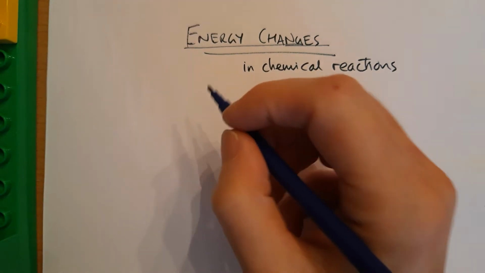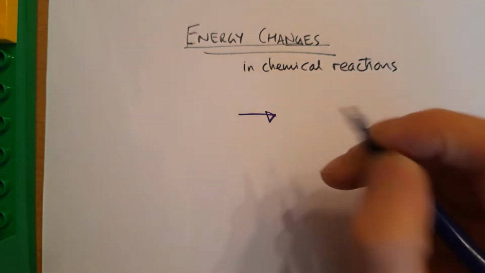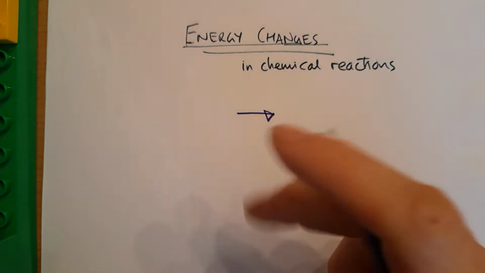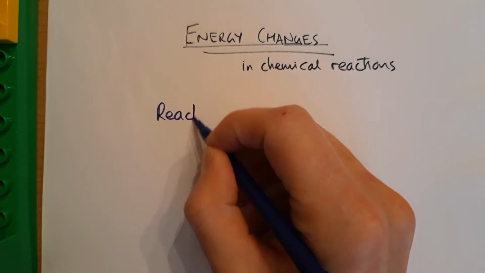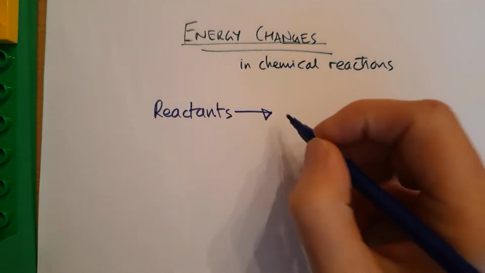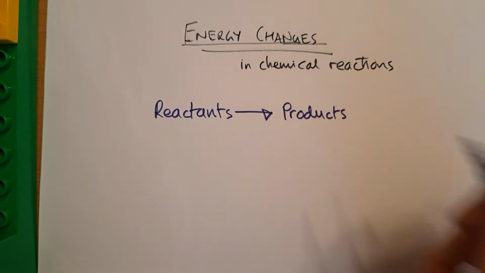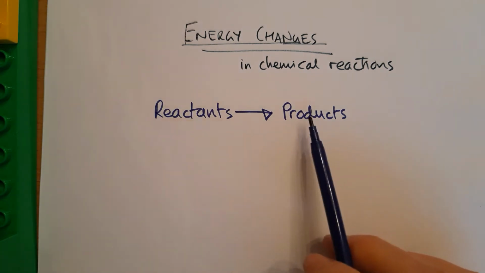Okay, first thing I'm going to start off with is putting some basic ideas about chemical reactions. If this is a reaction, that arrow in chemistry means turns into. We start off with things that are going to react together, and they're called the reactants, and they turn into products in a chemical reaction. You produce products. So reactants in chemistry turn into products.